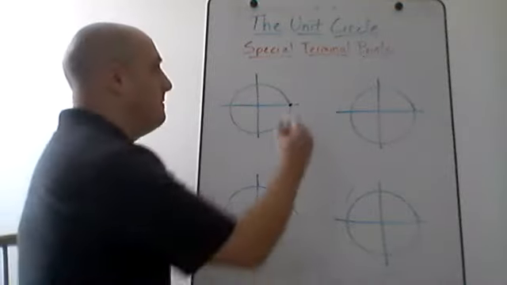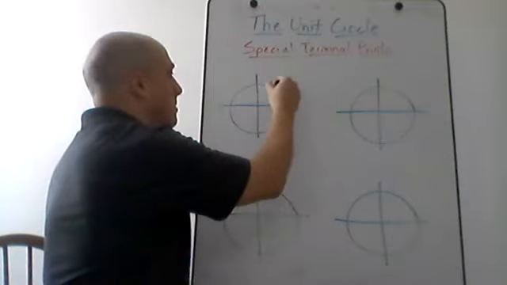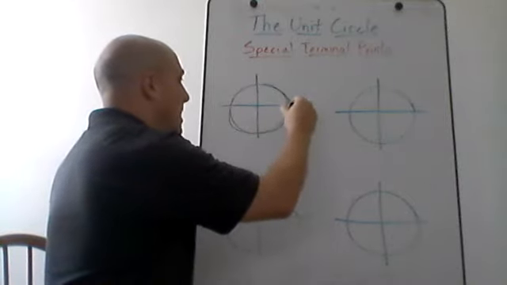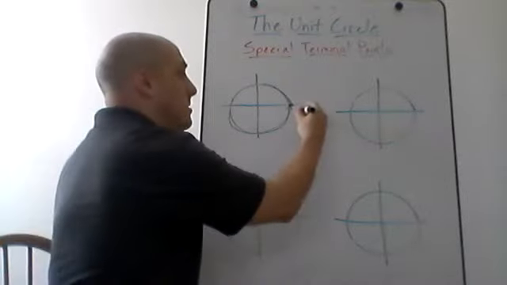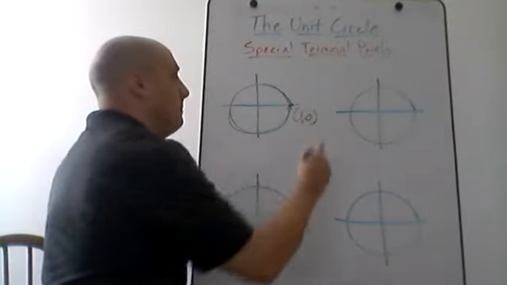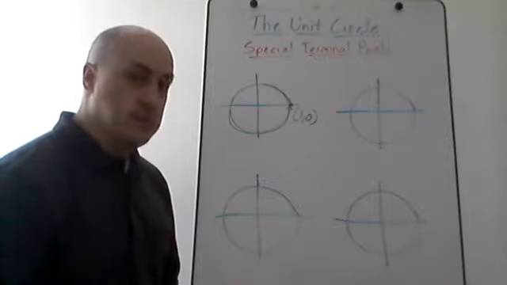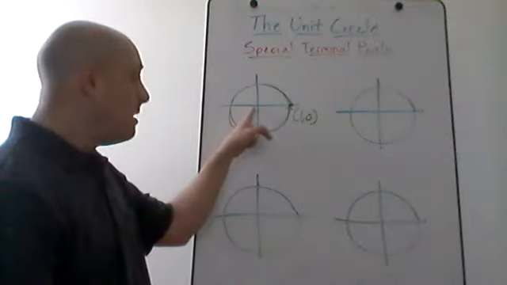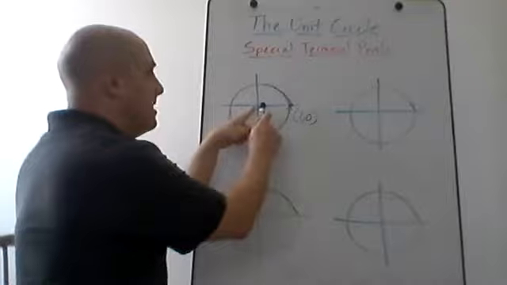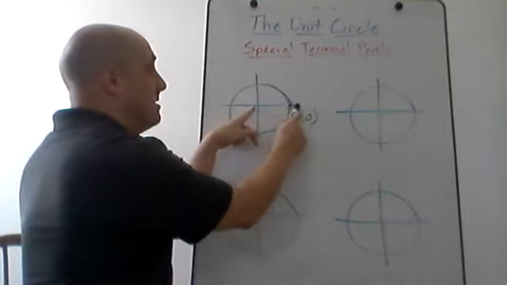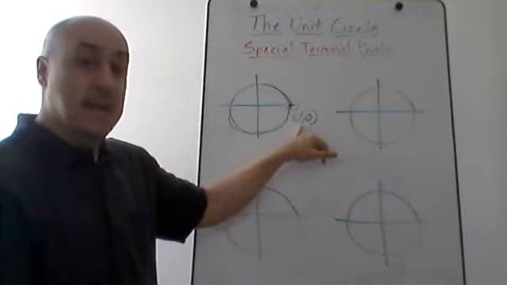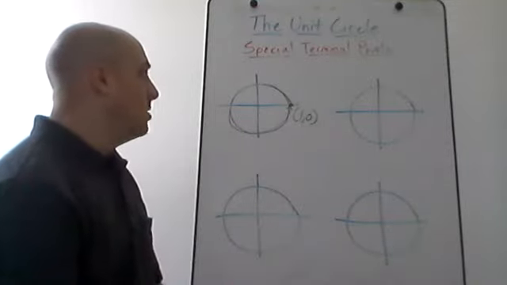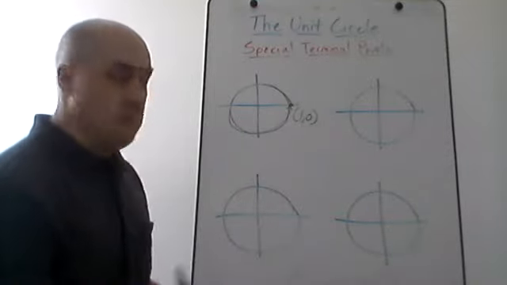But what if I travel 1 full lap around the circle? What if I go all the way around and I end up with my terminal point right back where I started? Well, that terminal point is 1, 0. Remember, the unit circle has a radius of 1. The center is at the origin. Well, if the radius is 1, then from the origin out to this point has a distance of 1. But if that's just straight along the x-axis, it's at x equals 1. So the terminal point is at 1, 0.